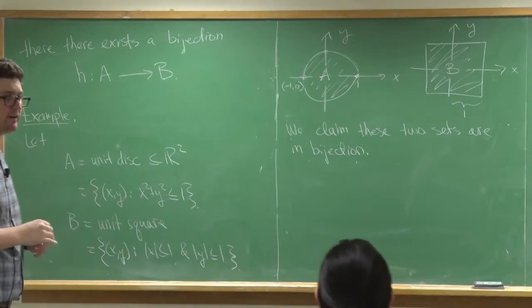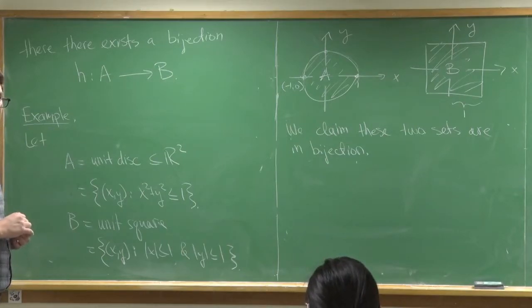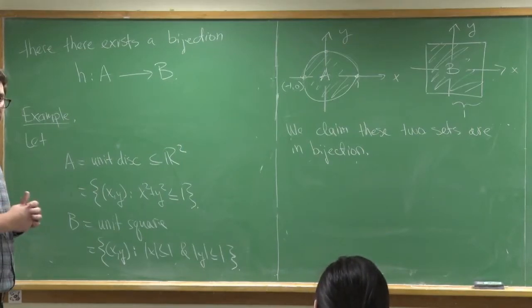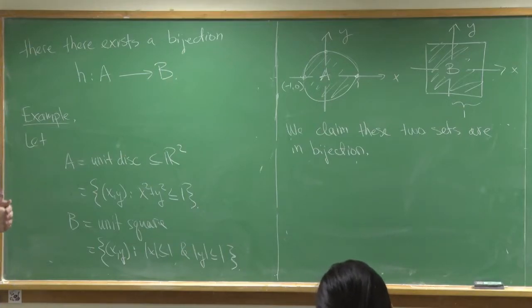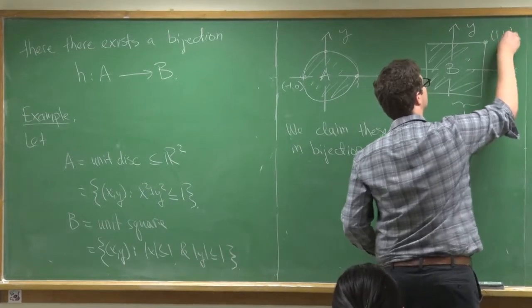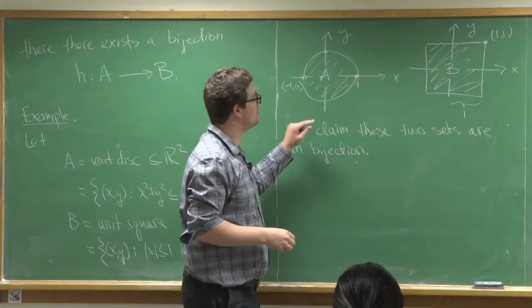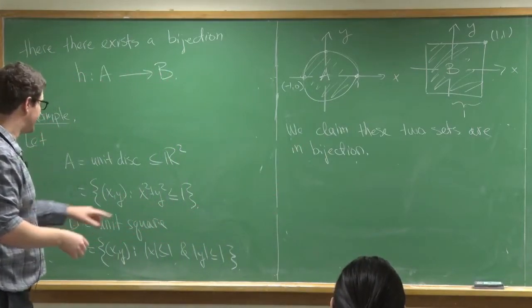Yeah. So the definition of bijection is injection and surjection, or that there exists an inverse function, a left and right inverse. So like for the unit square, there is a point (1, 1), right? Yeah, (1, 1) is in the set. But (1, 1) is not in the disk, because 1 squared plus 1 squared is 2. Yeah.